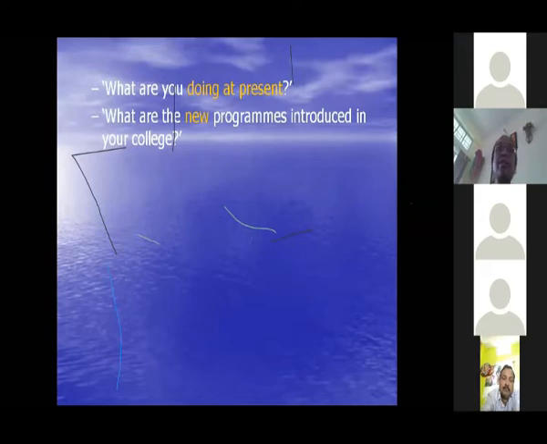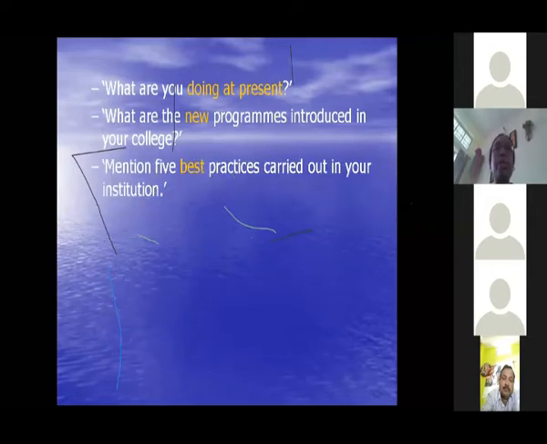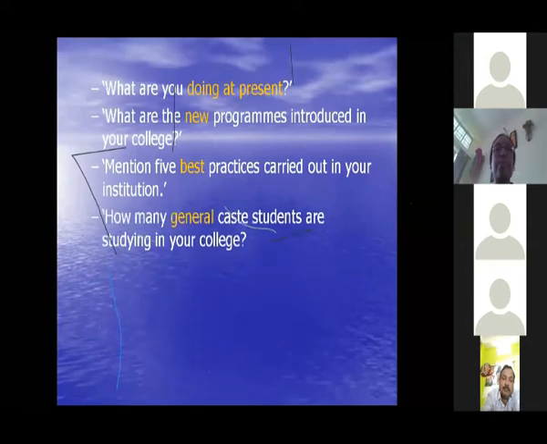So again, you observe whether this first statement is visible to you or not, I don't know. But what are you doing at present? Then what are the new programs introduced in your college? Mention 5 best practices carried out in your institution. How many general class students are studying in your college?